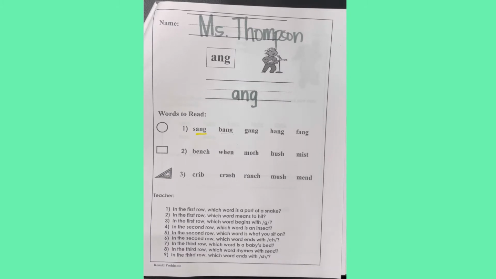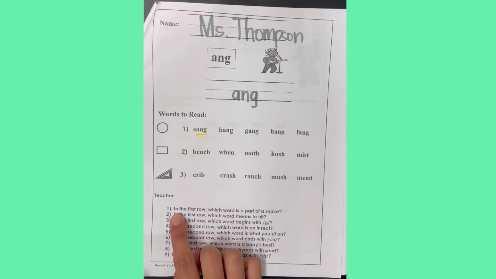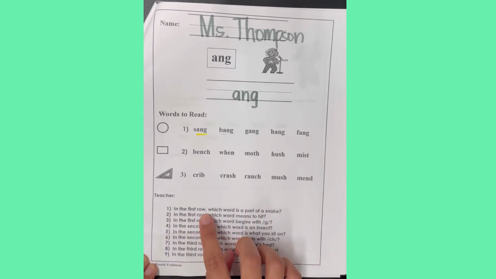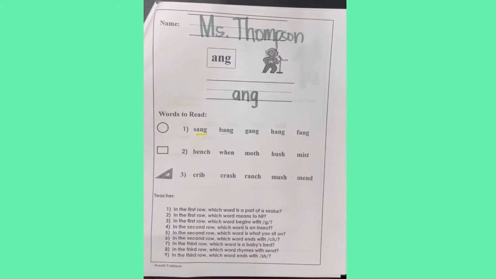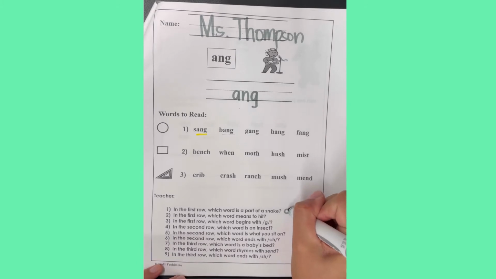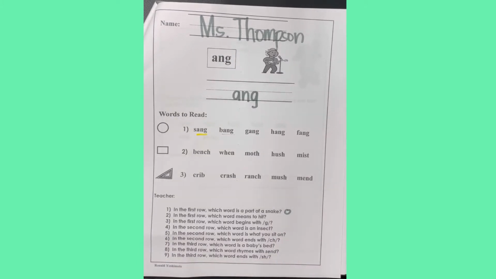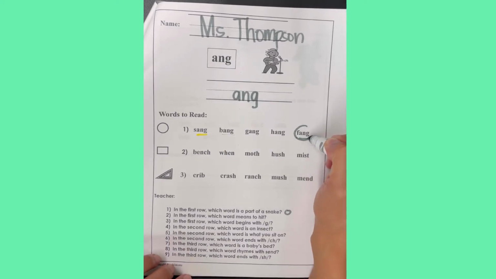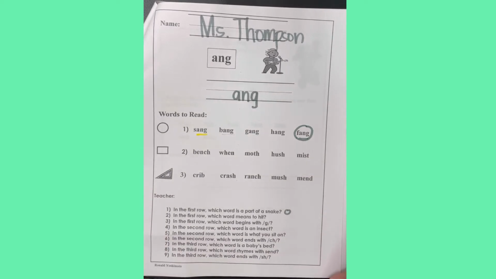Okay, here we go. In the first row, which word is a part of a snake? Put a circle around it. Okay, if you put a circle around ang, fang, you are correct. Okay, snakes have fangs. The two front teeth in the front of their mouth, that is called a fang.